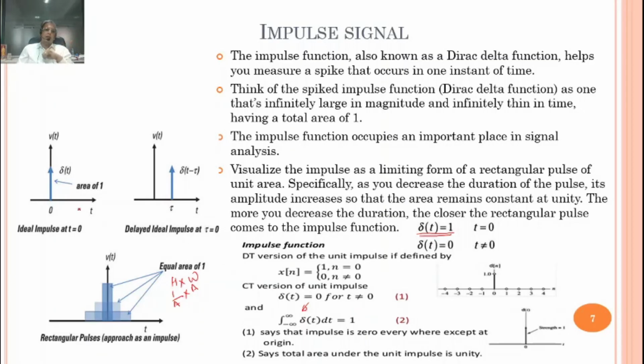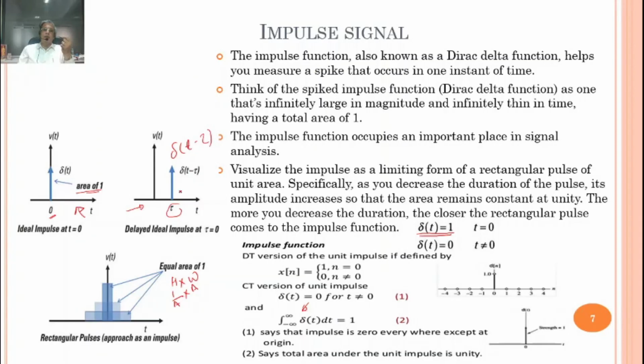Now this is the graphical representation of the impulse signal. As the signal exists at 1, this arrow indicates that the amplitude is very high, infinitely large in amplitude, and the width is narrow, and the area of this signal is 1. Now this is the shifted signal, shifted to the right-hand side by the time amount tau, and at that time the signal is denoted by delta of t minus tau.